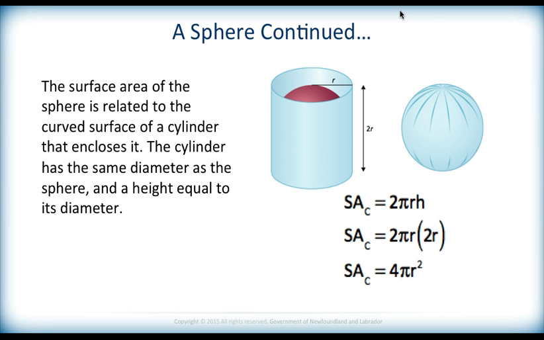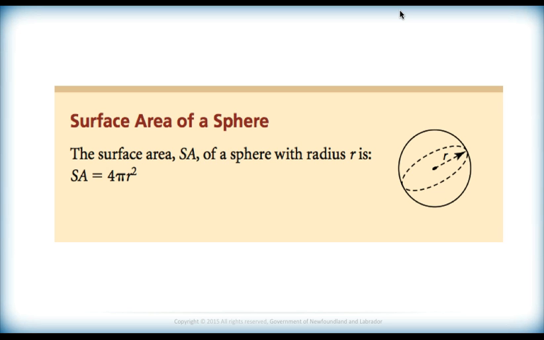Looking at the cylinder and the sphere, we can see how the formula for the sphere is developed through the relationship of a sphere and a cylinder. The surface area, therefore, of a sphere is equal to 4 pi r squared.